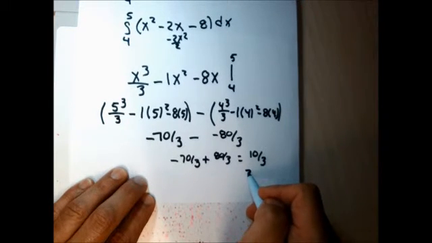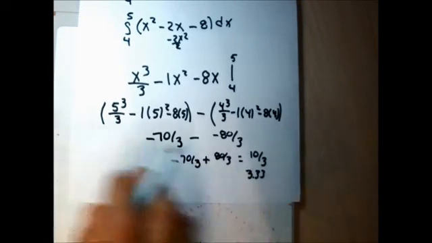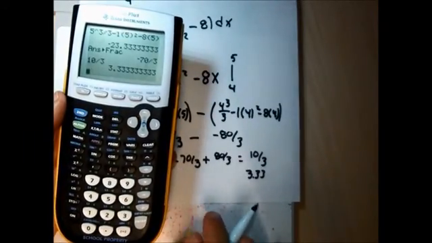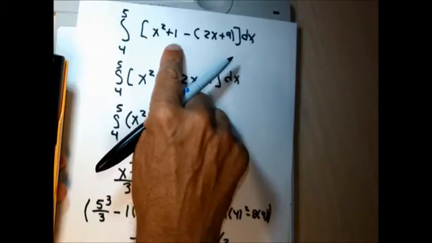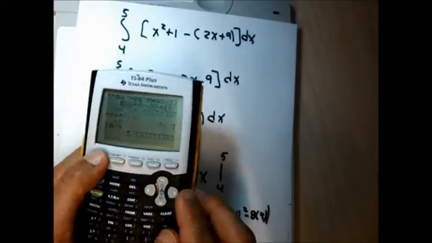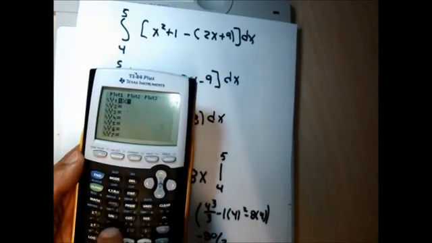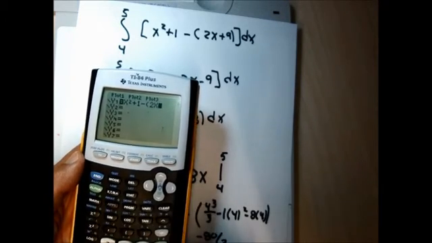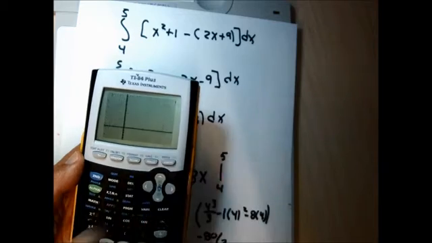That's like 3.33 as a decimal. I'm going to check this real quickly on my calculator to make sure that this area comes out to 10.33. So on my calculator, y equals x squared plus 1 minus parentheses 2x plus 9. Graph it.